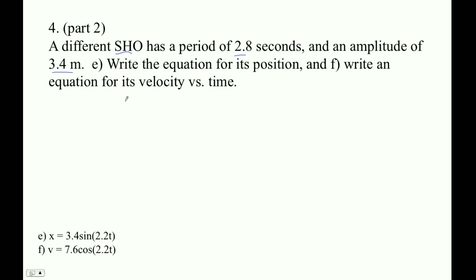Well, let's assume it starts in the middle going up, right? So its motion is like up, down, up, right? It's sine. Okay, so x is equal to x naught sine omega t. Well, let's see, the amplitude is x naught, so that's 3.4, right?